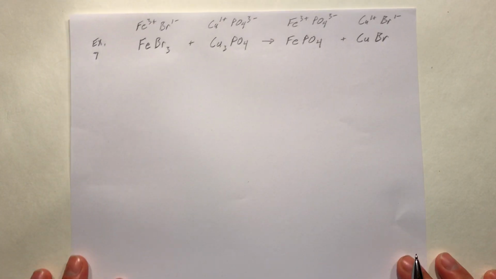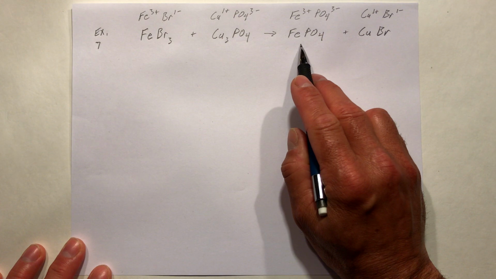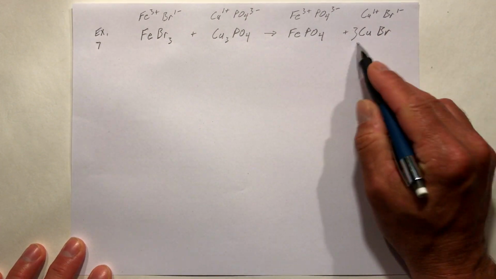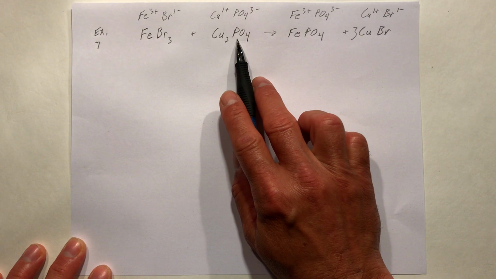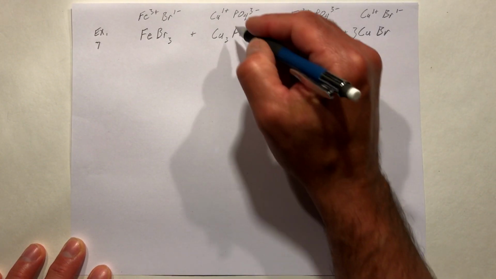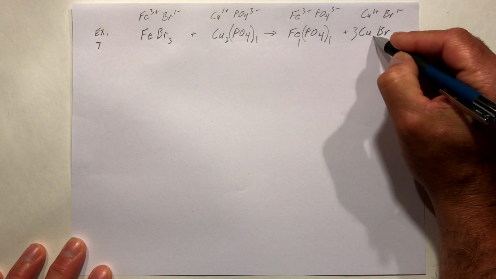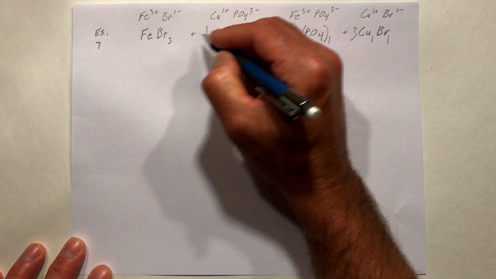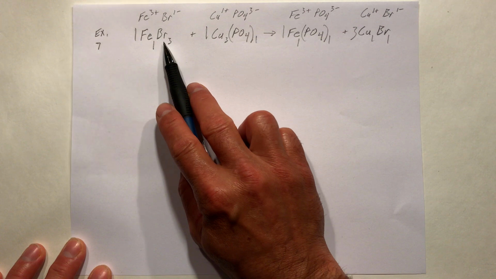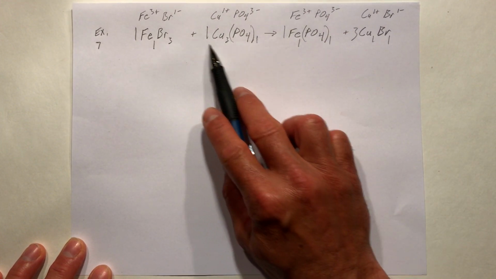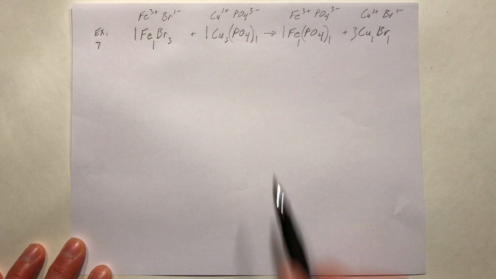Let's take a look at example number 7 from that review sheet. 1 Fe, 1 Fe, 3 Brs. We're going to put a 3 here, so we have 3 Brs. 3 Cus, 3 Cus, 1 PO4, 1 PO4. Now, if it helps you to count that correctly, to put the parentheses in, to put the 1s in, including the coefficients, then go ahead and do that. So 1 times 1 is 1 Fe, 1 times 1 is 1 Fe, 1 times 3 is 3 Brs, 3 times 1 is 3 Brs, 1 times 3 is 3 Cus, 3 times 1 is 3 Cus, 1 times 1 is 1 PO4, 1 times 1 is 1 PO4.